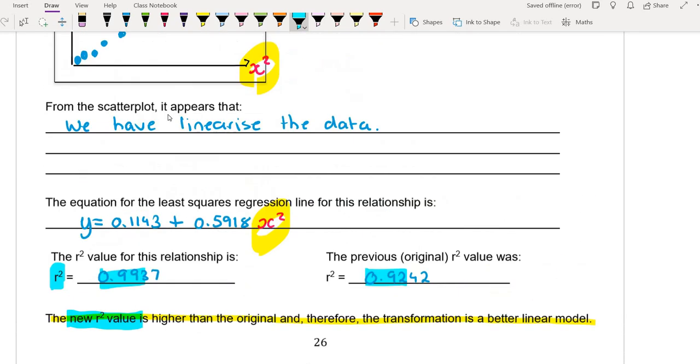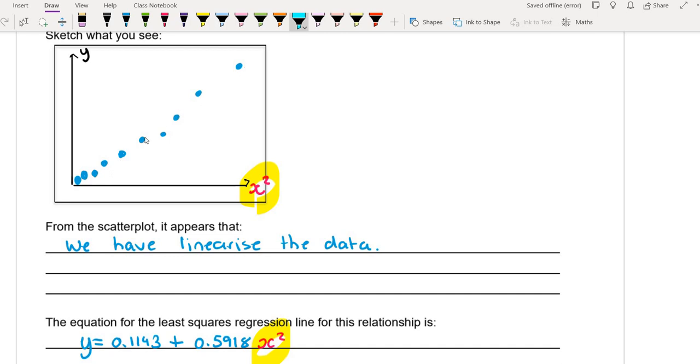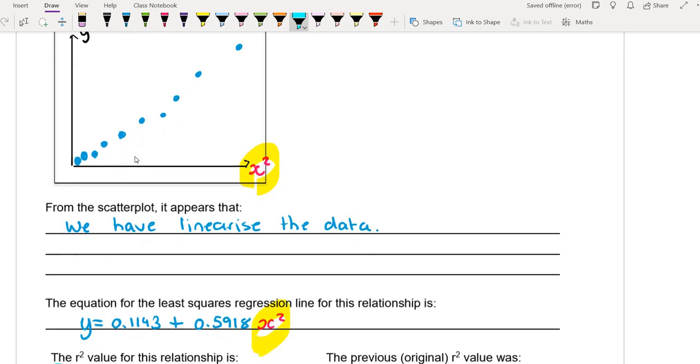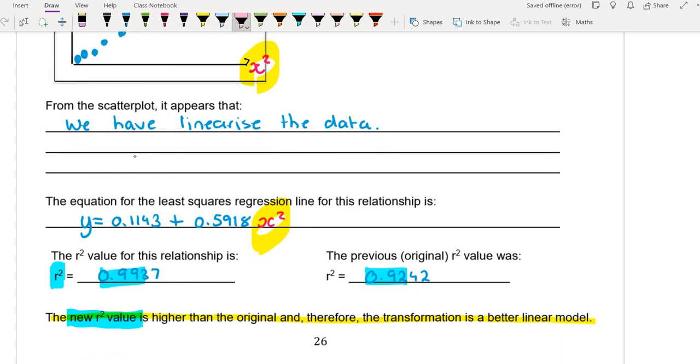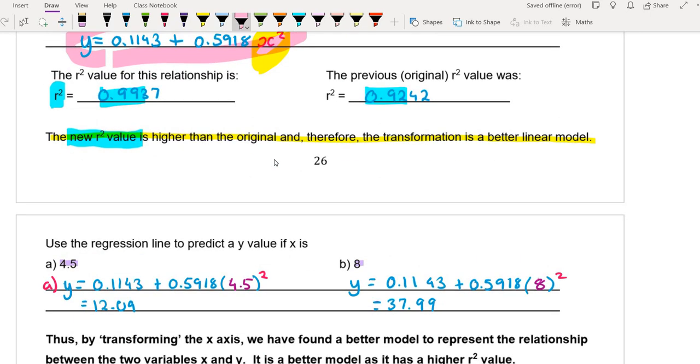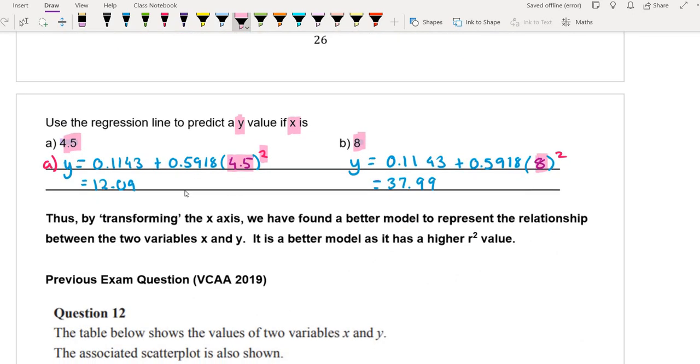So once we transform the data, making it more linear, then we can use the new equation, the one with the x squared, to make predictions. So we can make predictions like finding the y value when x is 4.5. All you have to do is replace x with 4.5. Make sure to square that as well, because now we're doing x squared, so we can do that for any value. Obviously we can do it for 8 here as well.